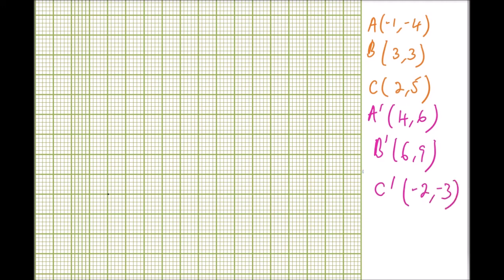So we start with the object. Or first of all, let us label our axis. So that is 0. This is 1, 2, 3, 4, 5, 6, 7, 8. That is our x-axis. So we have -1, -2, -3. Then on the y-axis we can have 1, 2, 3, 4, 5, 6, 7, 8, 9. So that is our y-axis. So with that we can now plot our object.